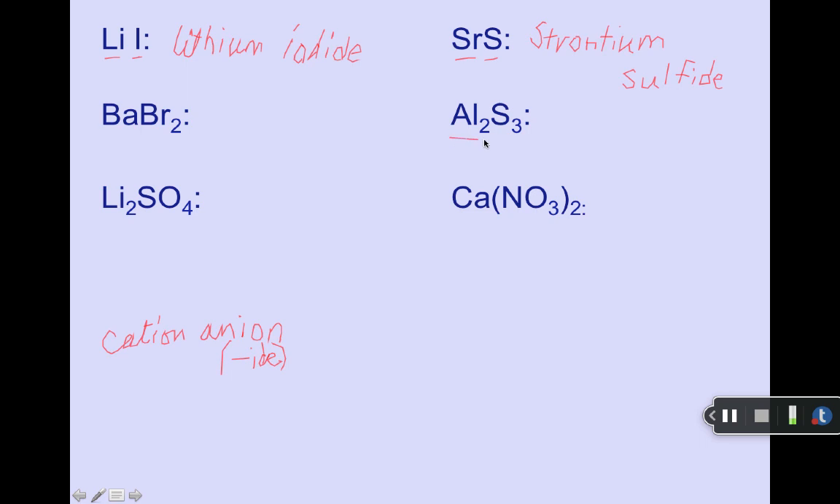How does the name change then when you have Al2S3? Well, Al is, I bet you remember, aluminum. And aluminum has nothing further to name in its name.